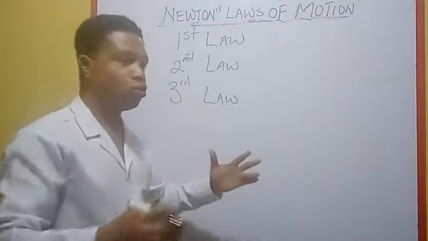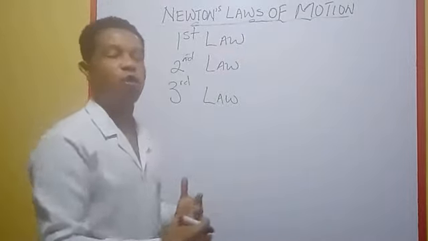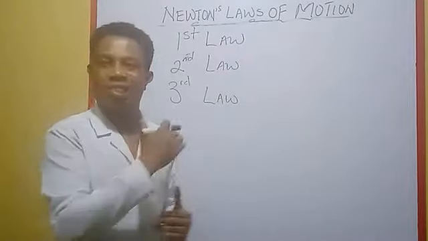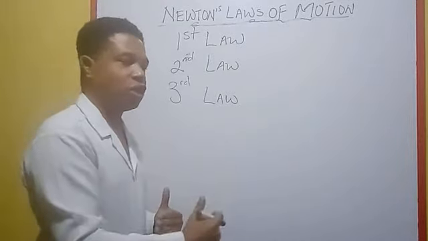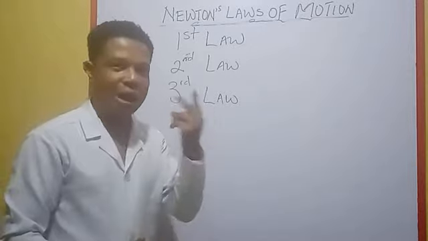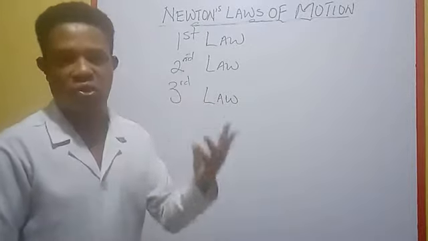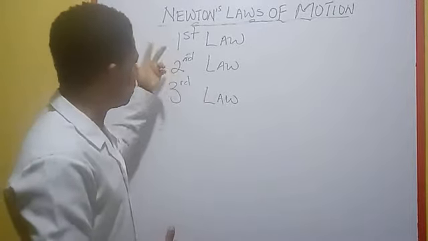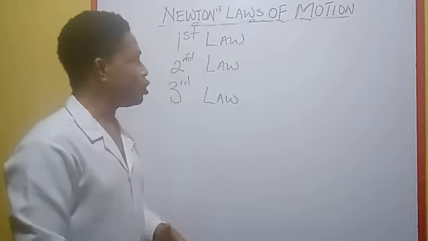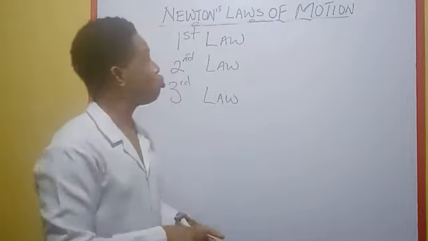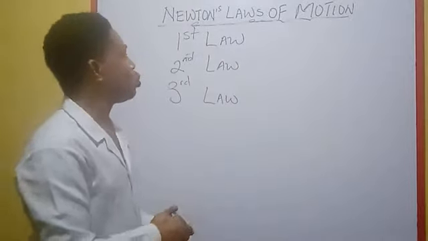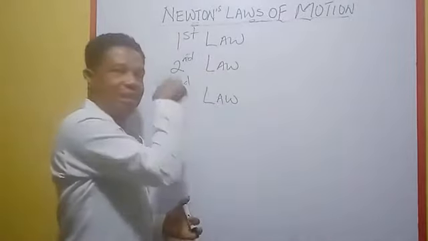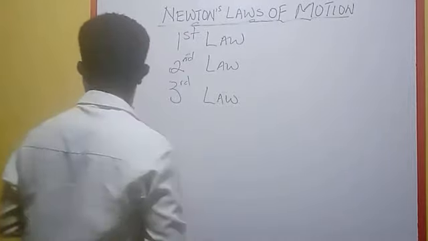Of course, you know motion is a change of position of an object with time. Now, this change of position of an object with time is governed by three basic laws in physics, which are the first law, the second law, and the third law. For the purpose of this video, I'm going to consider the first law. In my next video, I will talk about the second and the third law. So let's begin with the first law.